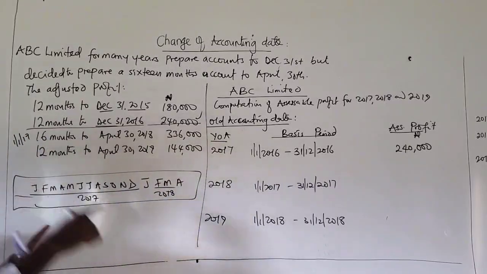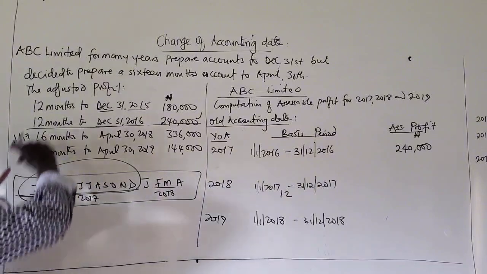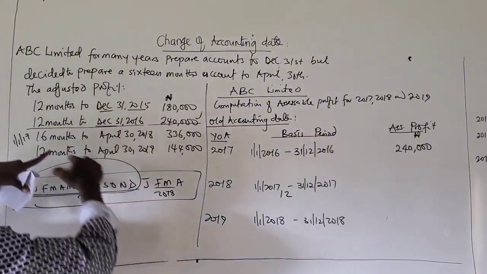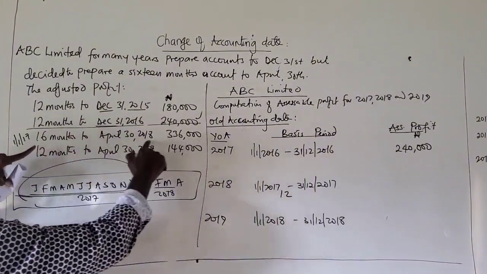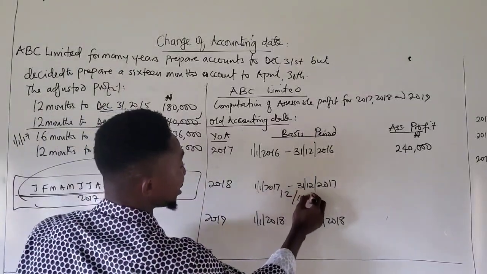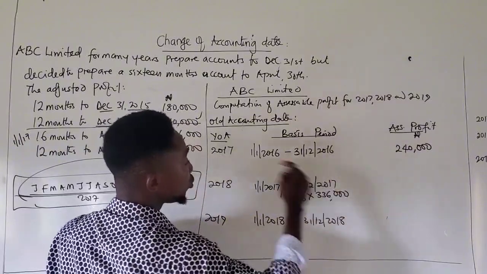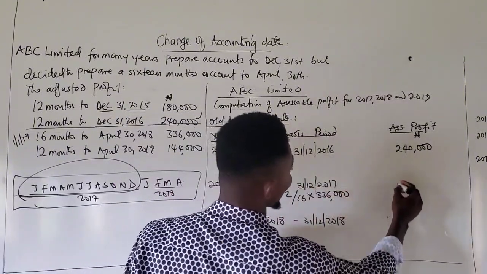So you have to take the 12 months from January to December out of the entire 16, because the total profit given to us here is for 16 months. So you are taking January to December only. You prorate 12 over 16 times 336,000, and that will give us 252,000.